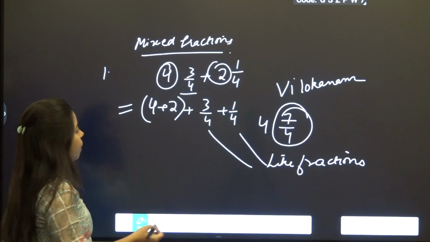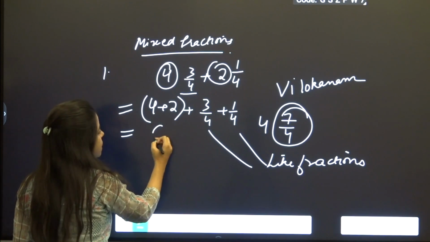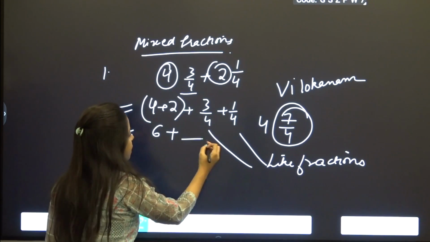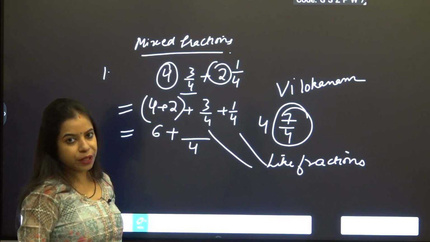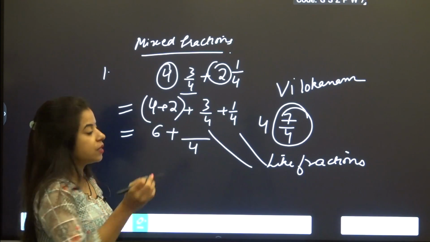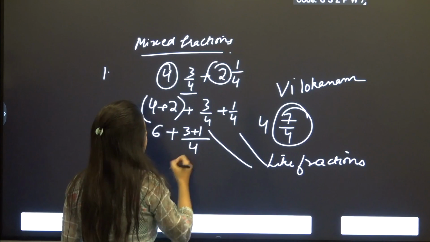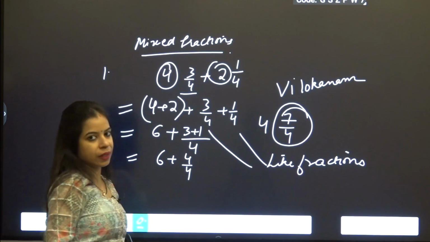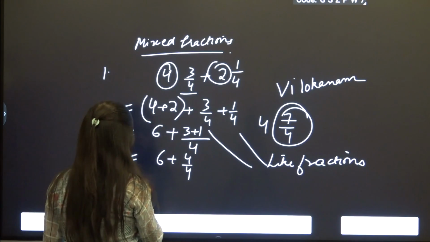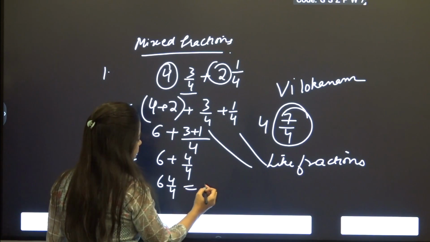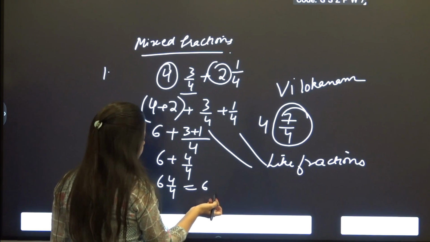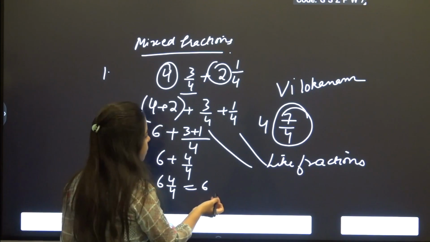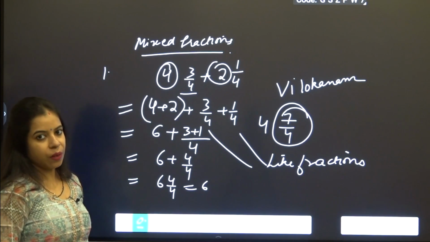Okay. So what we can do is 4 plus 2 is 6, plus 3 by 4. In case of like fractions, just write down the common denominator, here it is 4, and just add the numerators 3 plus 1 which is 4. So this will become 6 plus 4 by 4, which can be written as 6 4 by 4. Now here 4 by 4 will be 1 only. So this will become 6. Okay.